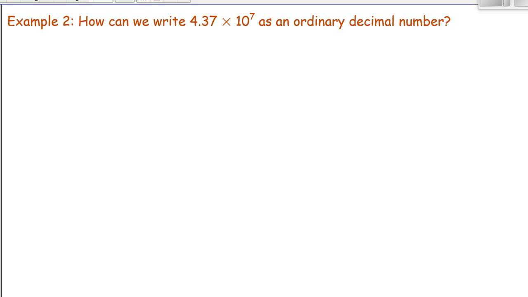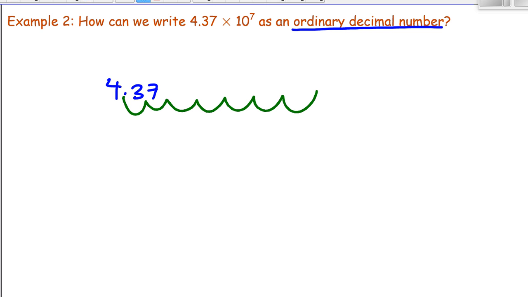Here is another example. How can you write 4.37 times 10 to the power 7 as an ordinary decimal? So already this number is in standard form. We want to write it as an ordinary decimal. What you're going to do is to do the opposite of what you did in the previous example. So write 4.37 and then move this decimal 7 spaces to the right. 1, 2, 3, 4, 5, 6, 7.